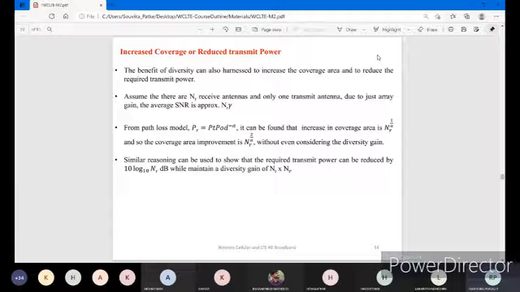So one of the issues they have given is: increase coverage or reduce transmit power. If I transmit more, then what happens? I will have fewer issues. That is why I gave the previous example also. Everyone is now telling that it is the second wave which has spread. So this is the issue which we have.